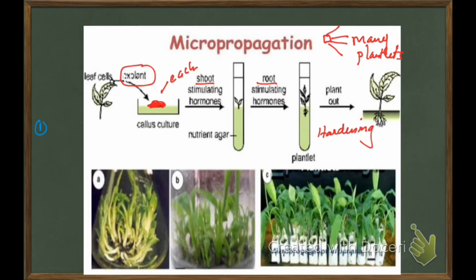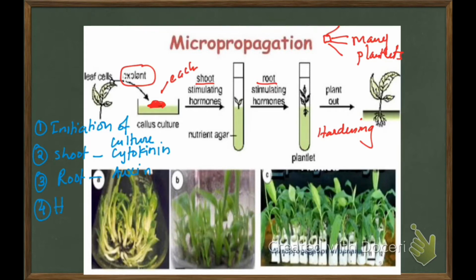The steps are: first step is initiation of culture. Initiation of culture means you take the explant and surface sterilize it, then you keep it on a sterilized medium and transfer it to the growth chamber. All these together make initiation of culture. Then by cytokinin you can induce shoot, and by auxin you can induce root. At the end, acclimatization and transplantation. These are the steps of micropropagation.